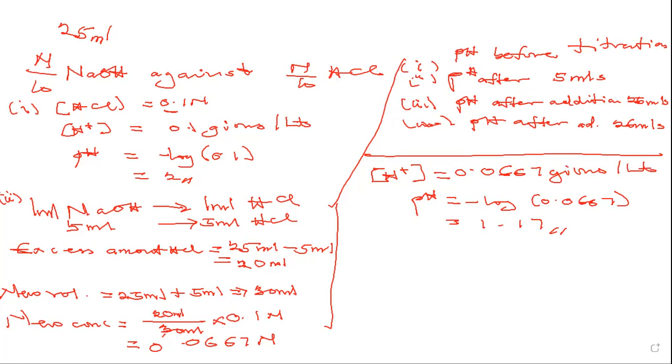So that is what we have as our pH after addition of 5 mils. Let's move ahead and look at what we are going to have after addition of 25 mils of the base.